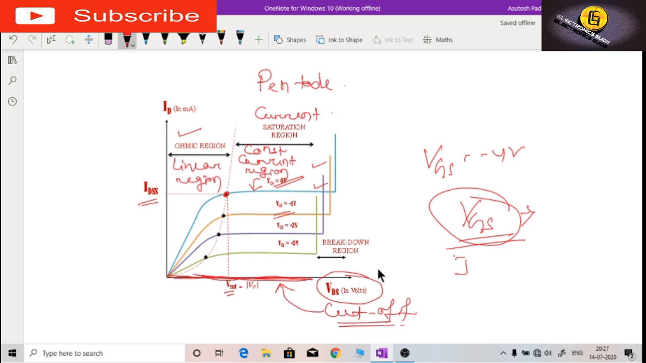In the next class, we are going to see how the current ID changes with respect to VGS. That means we will now vary VGS and see the effect on ID, keeping VDS constant. We can see this effect in the next video, that is, static characteristic of JFET part 2.